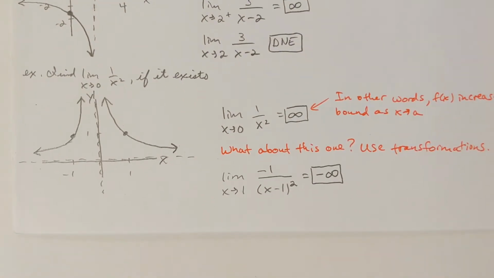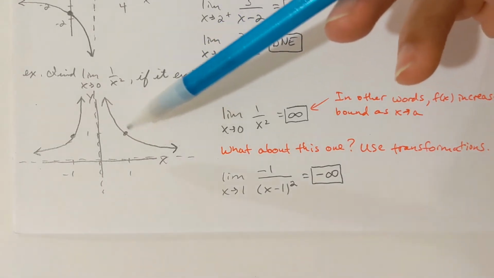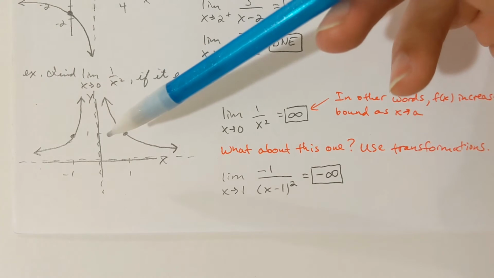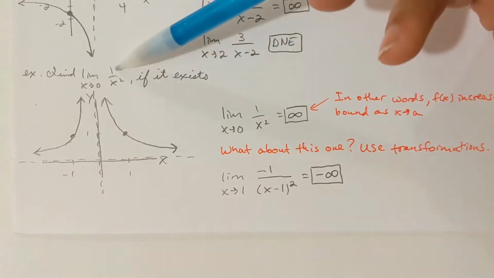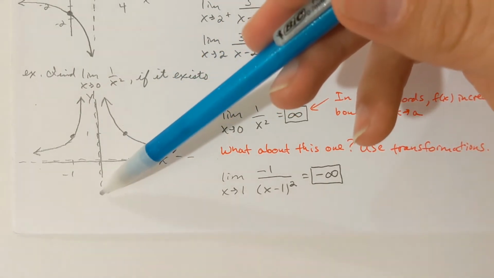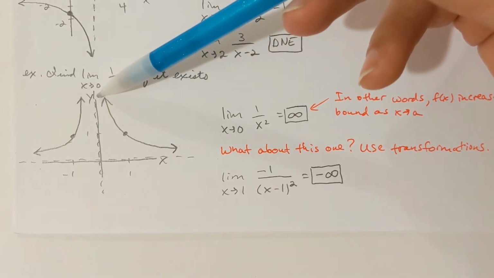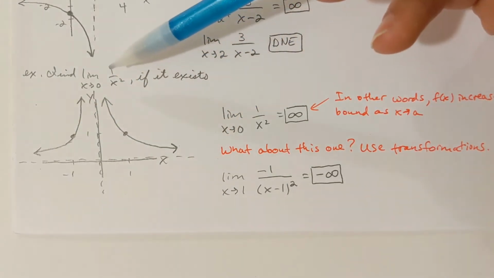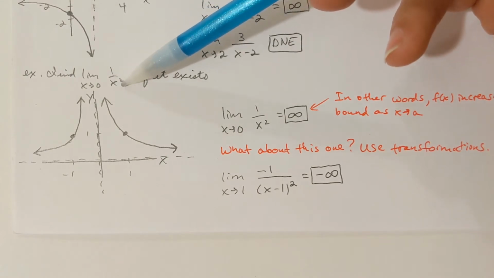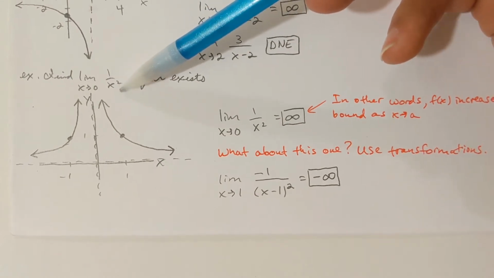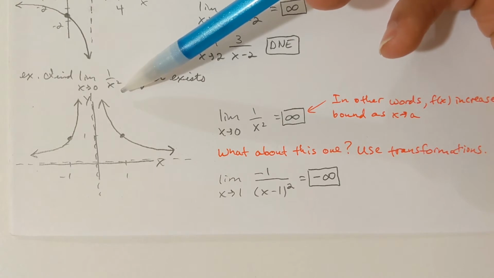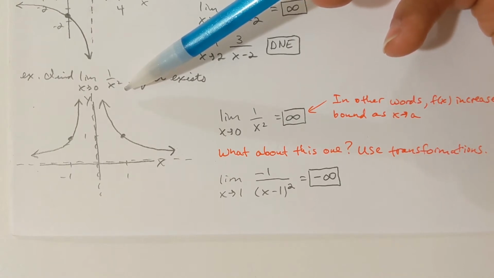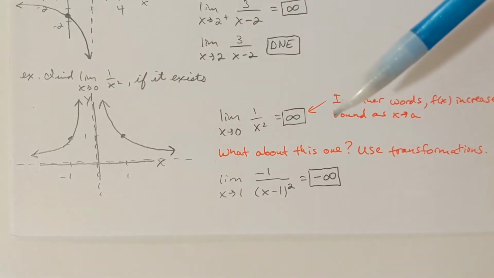Okay, here's another one. Find the limit as x approaches 0 of 1 over x squared if it exists. Okay, so here's a graph of 1 over x squared. X can't be 0, right? So I've got a vertical asymptote at x equals 0. There's also a horizontal asymptote at y equals 0. I've got a degree 0 divided by a degree 2, and as I mentioned earlier, whenever the degree of the top is less than the degree of the bottom, y equals 0 is a horizontal asymptote.